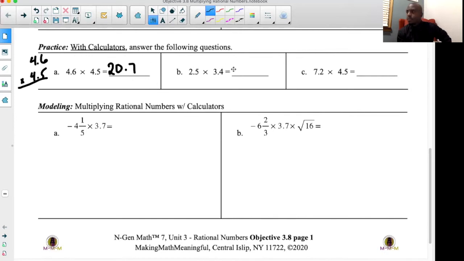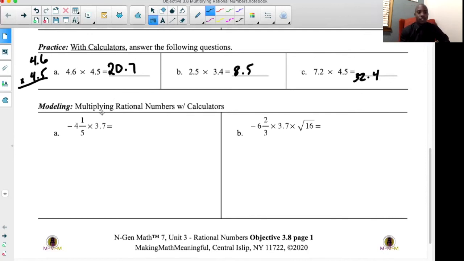20.7, 8.5, and this last one is 32.4. Right, these are your answers here. Now they're all positive. Keep in mind that as we do the actual modeling and your independent practice, there will be negative numbers that you have to play around with. Make sure you type those in correctly in the calculator so you can get the answer.